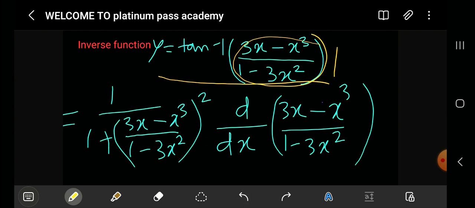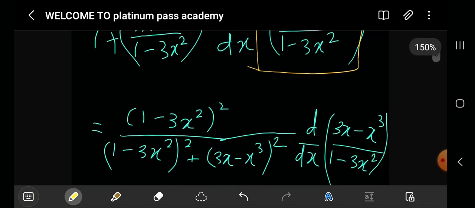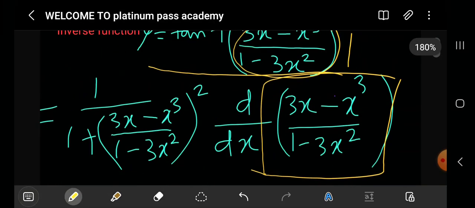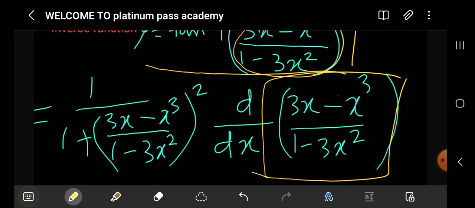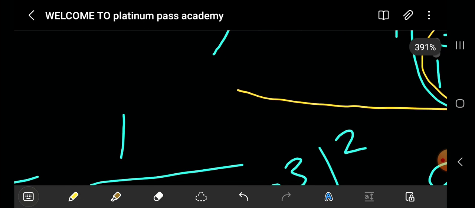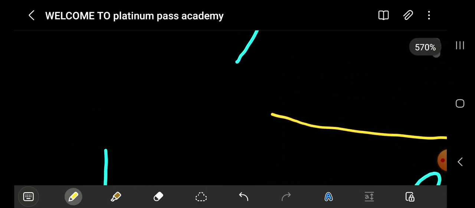Then you have to take the derivative of this, because there is not a single x. Then I simply multiplied. Then we have to break down this square term. So I have broken it down. Let me show you, that is 3x minus x cube.